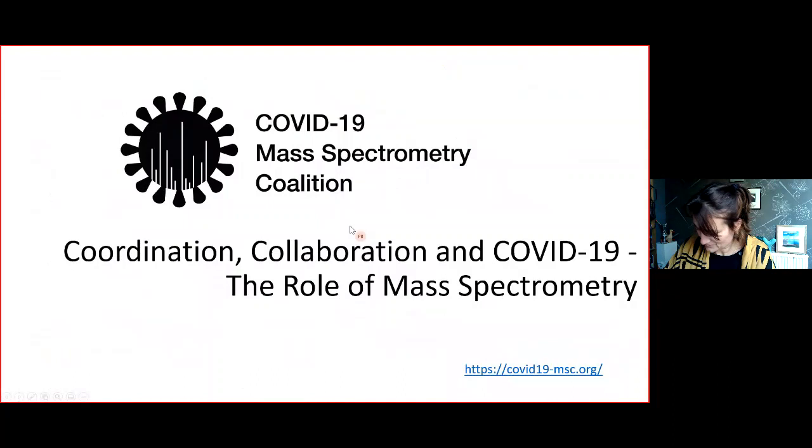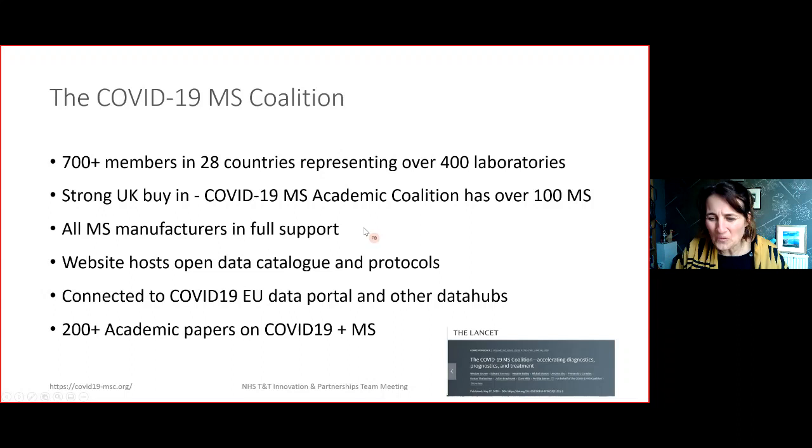Sorry. Okay, so the coalition now is more than 700 members in 28 countries. We have a website and I advise you to go to it and sign up if you haven't. There's many labs involved and there's been a great buy-in in the UK, partly because we started it here, but also because there's a huge amount of mass spectrometry in the UK, both in academic and also clinical labs, and of course represented by industry. We have a lot of support from industry for what we're doing all through this, and I think that's clear from the talks we've seen.